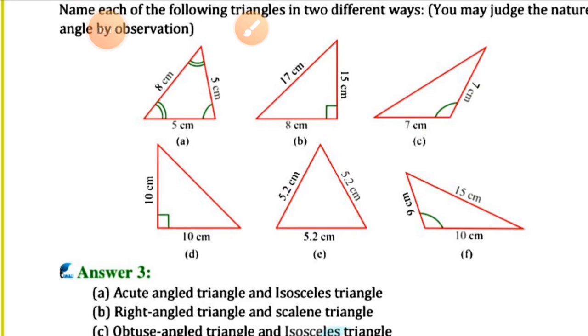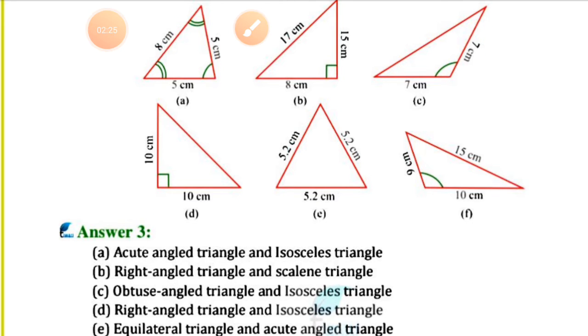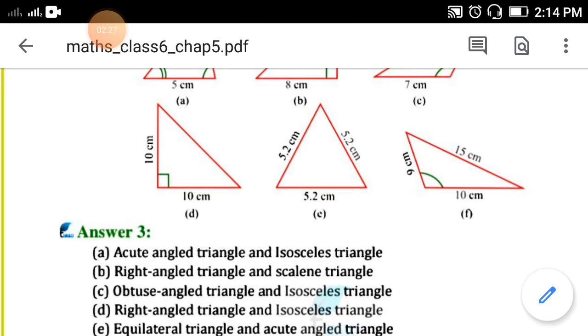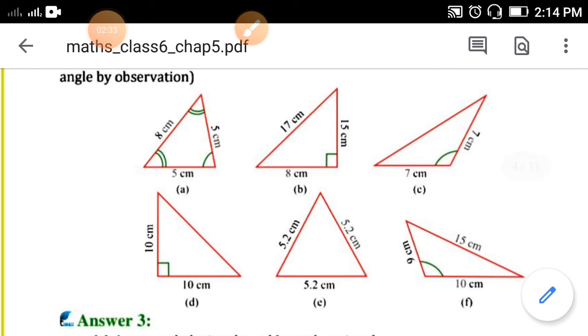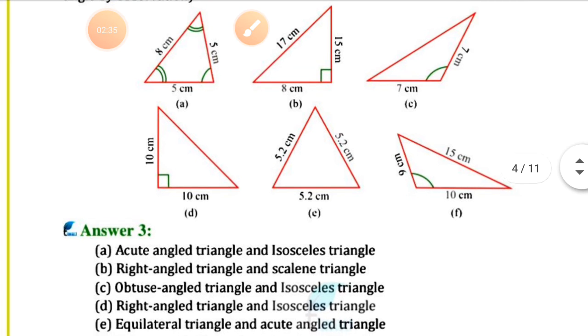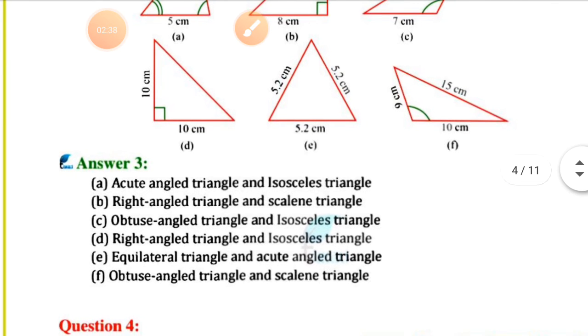B. First one, 90 degree angle is given, so it is a right angle triangle, and second, three sides 17, 15 and 8 centimeter. All three sides are different, means it is a scalene triangle. C. One angle is given, that is more than 90 degrees, you can check. So it is an obtuse angle. If any angle is more than 90, it is an obtuse angle. And two sides are same, so it is an isosceles triangle. All three sides different, then scalene. Two sides same, then isosceles, and all three sides same, then it is an equilateral triangle.